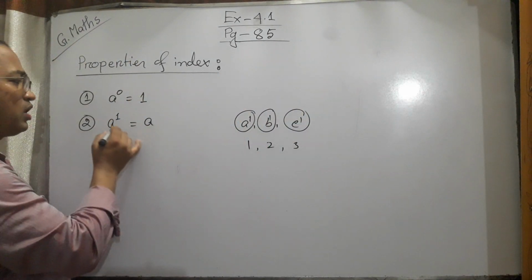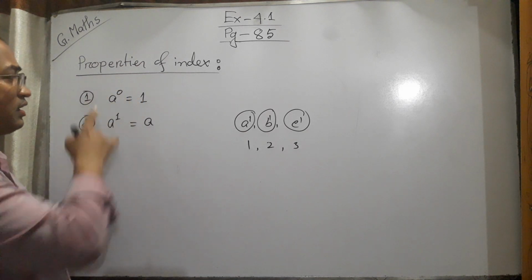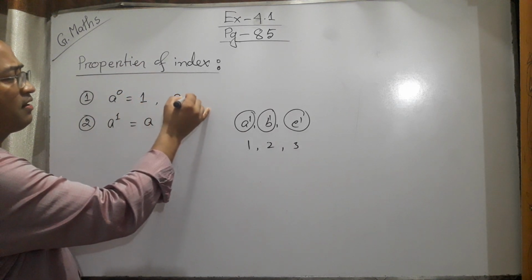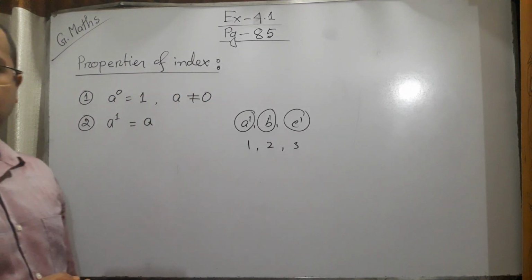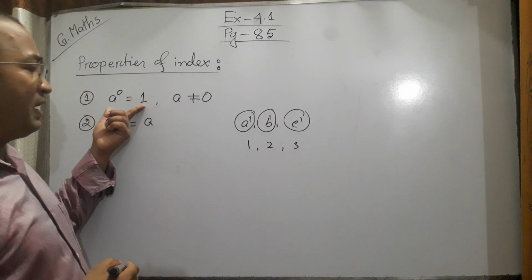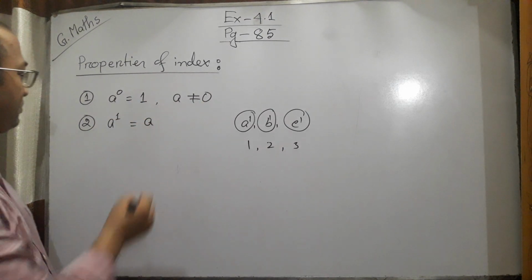So a to the power 0 is equal to 1. There is a condition: a is not equal to 0. It is applied for any number except a equal to 0.